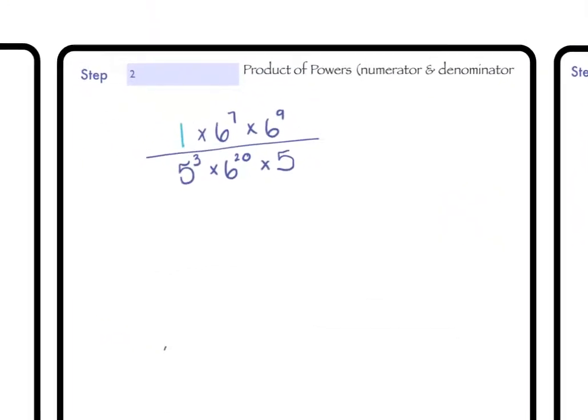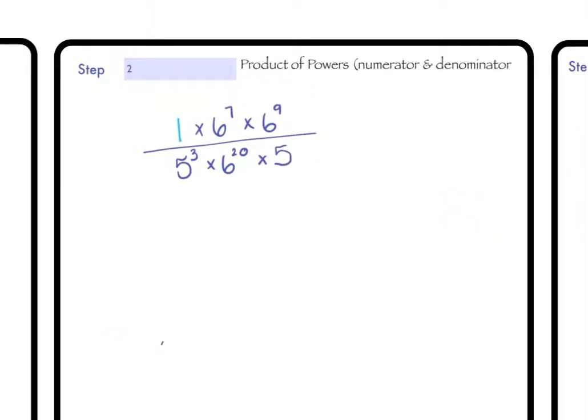Alright, so moving right along, product of powers. So when I say product of powers, I am making sure that if I have a fraction, I am taking care of my products first before I try to do any dividing. So make sure we're taking care of our products first, and then also make sure that everything is simplified.